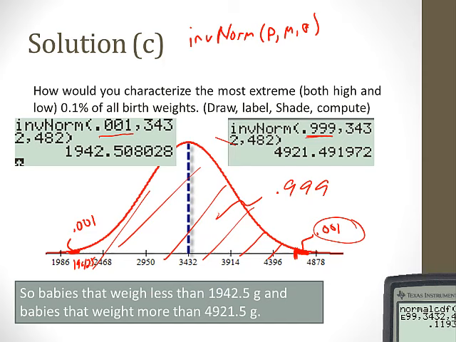And just to put this in context, remember the conversion from grams to pounds. 1 pound is about 454 grams. So 1 pound is about 453.6 grams. So you can just divide each of these by 453.6 to get a sense back in pounds if you're used to working with pounds rather than with grams.